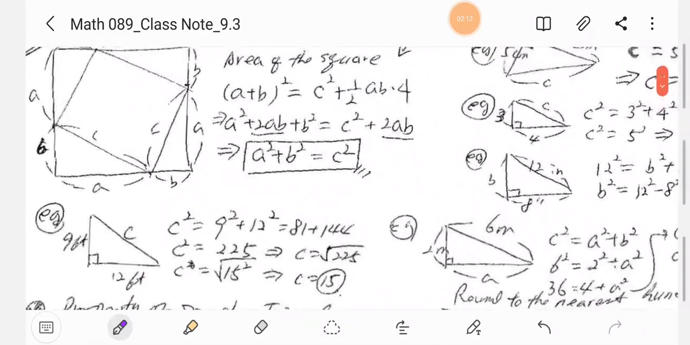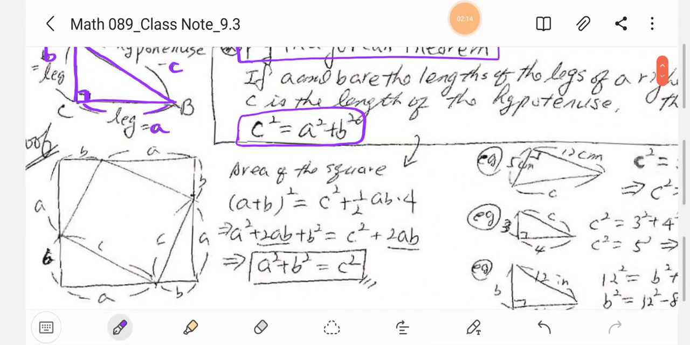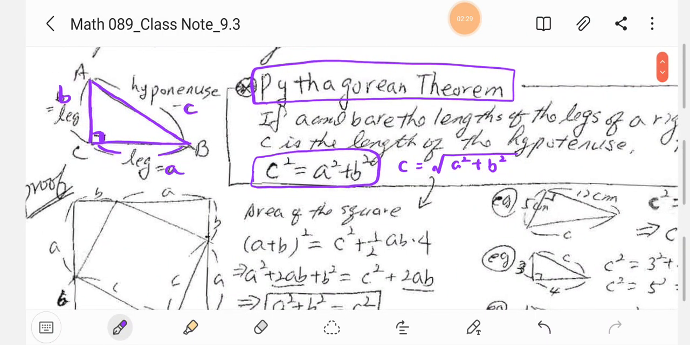From this, we can write it like this. We want to find c, not c squared. So c is equal to, take the square root on the right hand side, the square root of a squared plus b squared. So if we want to find c, then c will be the square root of a squared plus b squared.